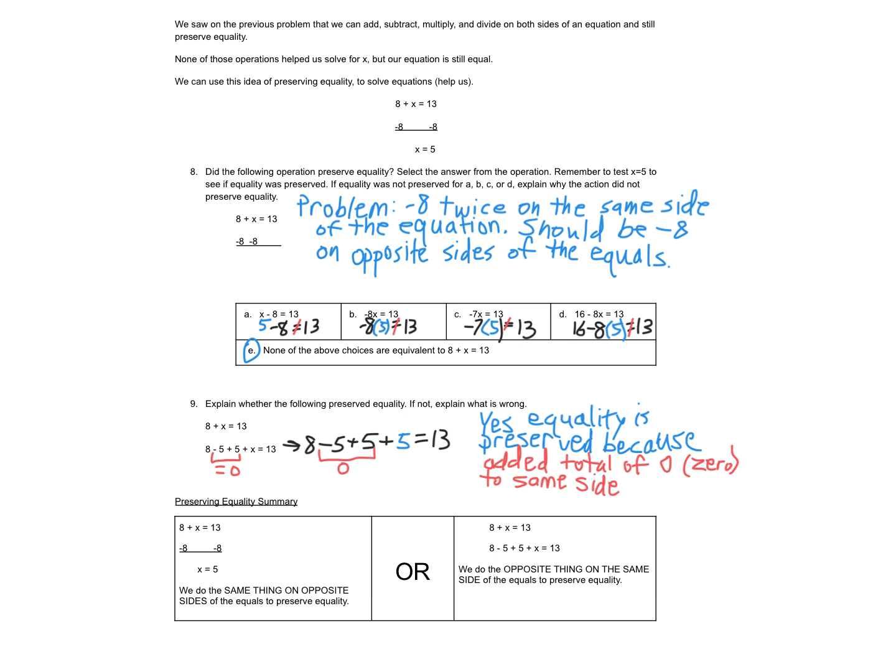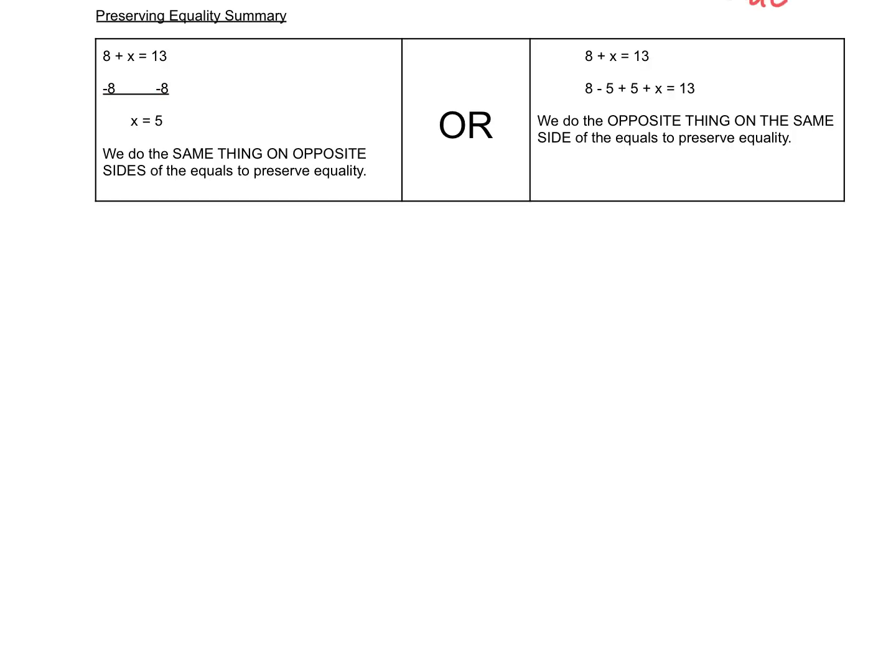So let's summarize that. So I can either subtract the same thing from both sides, or do the same thing on opposite sides of the equals to preserve equality, or we can do the opposite thing on the same side of the equals to preserve equality. Here I added and subtracted 5. So if you do things on opposite sides of the equals, you need to do the same thing, right? Whatever I do, I need to do on both sides, keep it fair. Or if I do it on the same side of the equation, then I need to add and subtract. These are really two ways that we can deal with keeping equality.